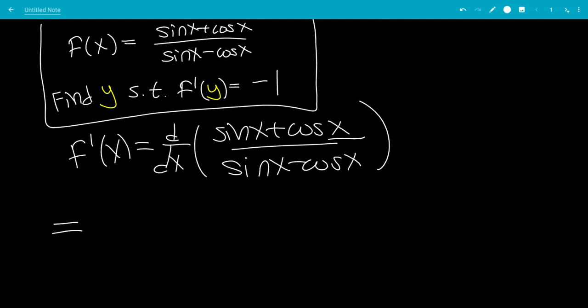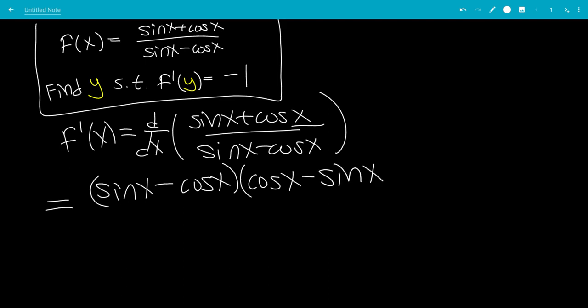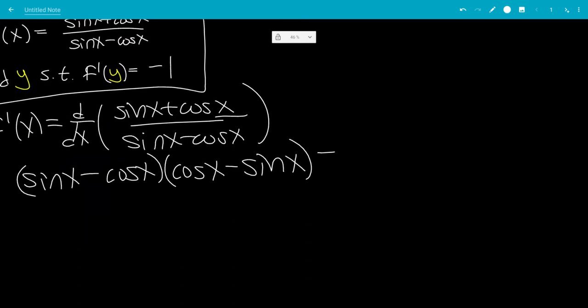So now we're going to use the quotient rule. This will be the denominator, so that will be sine x minus cosine x times the derivative of the numerator, which is cosine x. The derivative of sine x is cosine x. The derivative of cosine x is minus sine x. And now we're going to have minus the numerator.